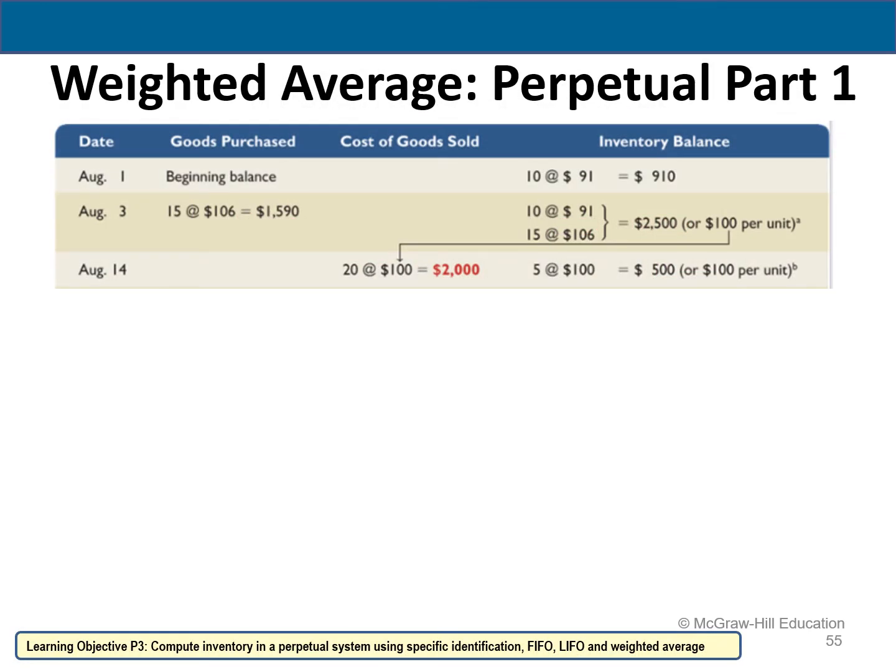So we go back to our example, our August 14th sale of 20 units. The way that we compute that cost is we say, all right, before the date of the sale, I had 10 units at 91 and 15 at 106. So I had $2,500 divided by 25 units, you get this $100 per unit. So when you sell the goods on the 14th, you're selling 20 of them at the $100 average price. And then what remains in your ending inventory is the other 5 at $100 per unit as well.